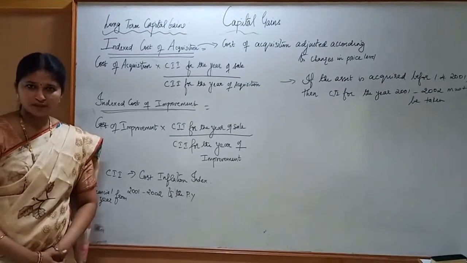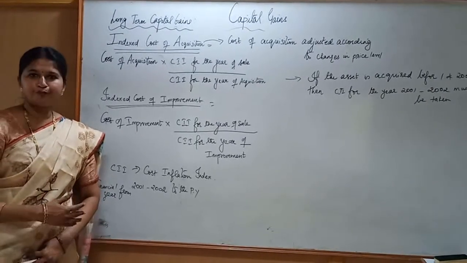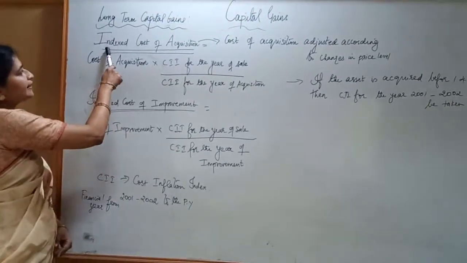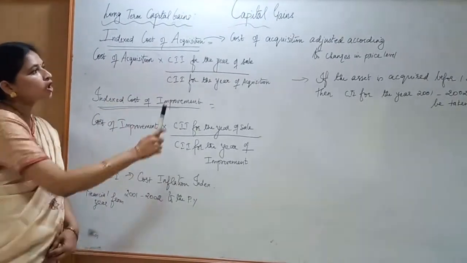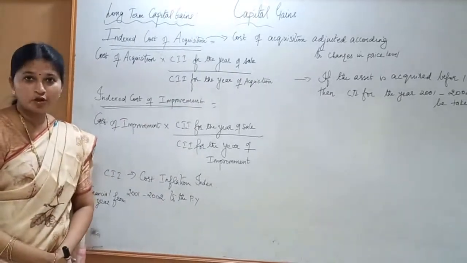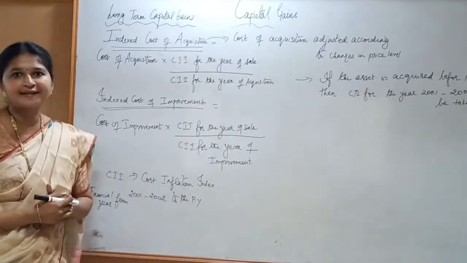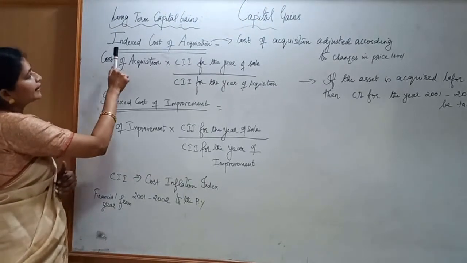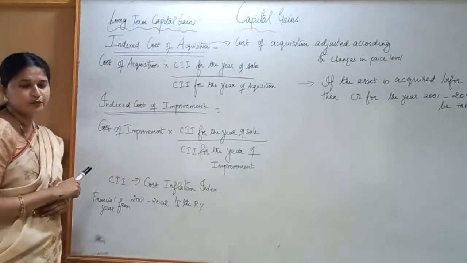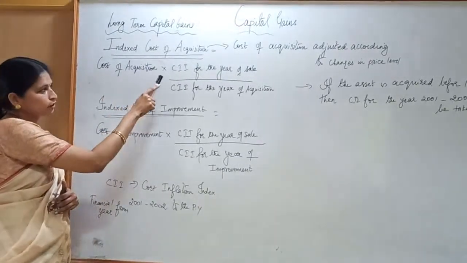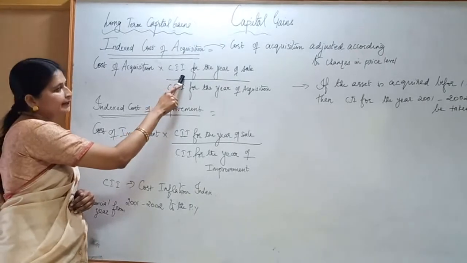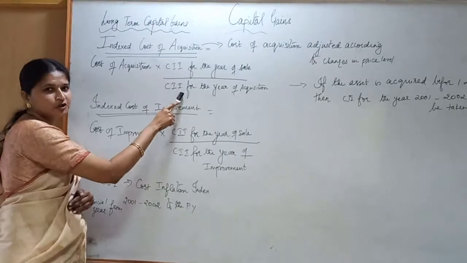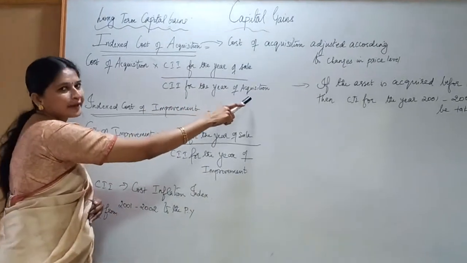In case of long-term capital gains, cost of improvement and cost of acquisition must be indexed. So first is indexed cost of acquisition. So cost of acquisition adjusted according to price level changes is called indexed cost of acquisition. And the formula for calculating indexed cost of acquisition is equal to cost of acquisition into cost inflation index for the year of sale divided by cost inflation index for the year of acquisition.